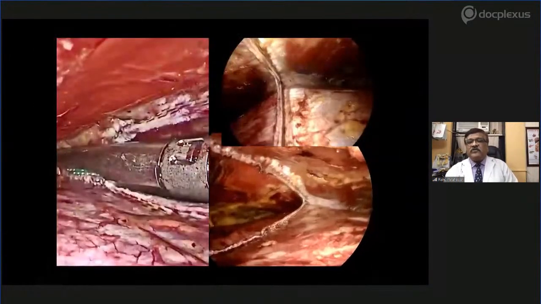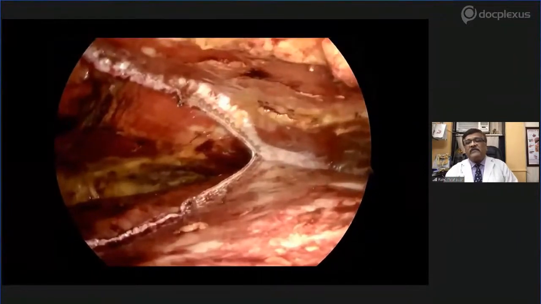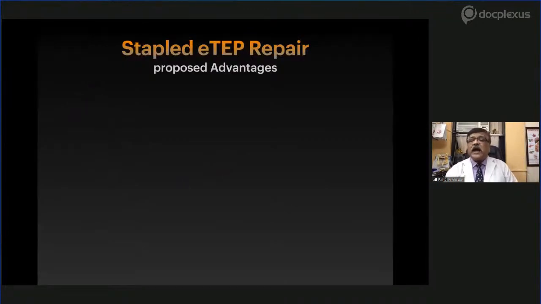And if you see here, this is the picture after putting a stapler. But now here he is using the GI staplers. GI staplers are not meant for the anterior abdominal wall. Those staplers need to be evaluated further. But the study is going on. We'll see how we can go ahead.